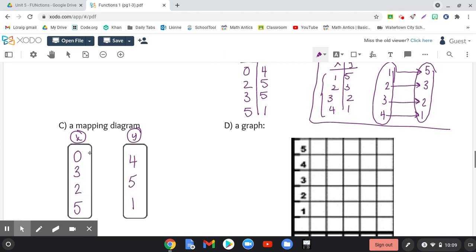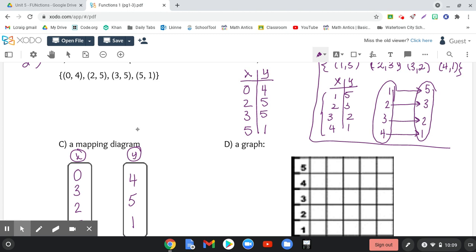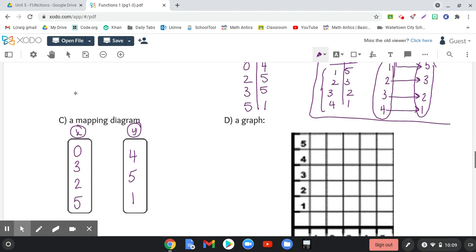And then use arrows to map. Okay, you're basically drawing a map. Follow the arrow to tell me what goes to what. So 0 goes to 4. 2 goes to 5.